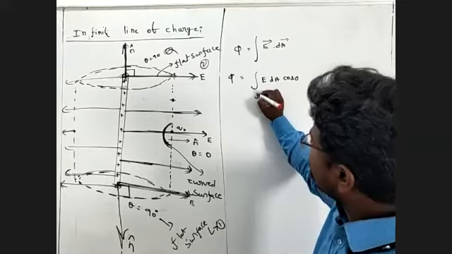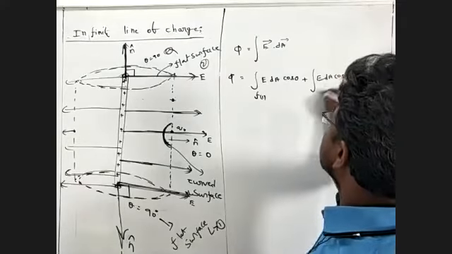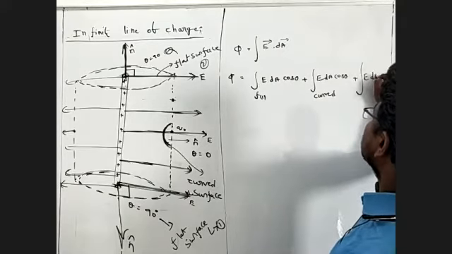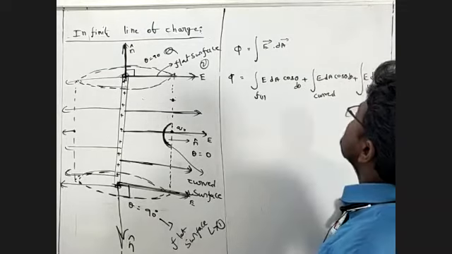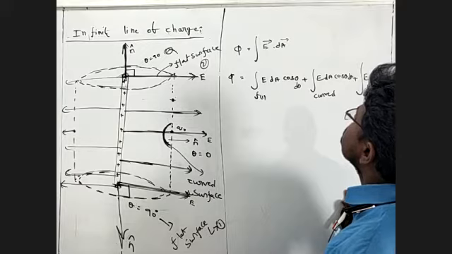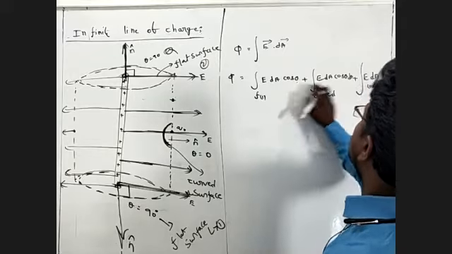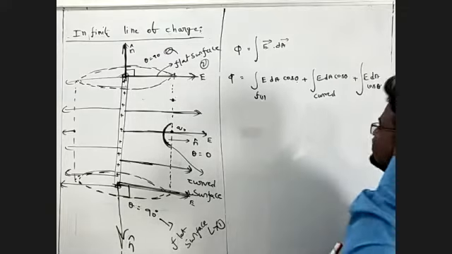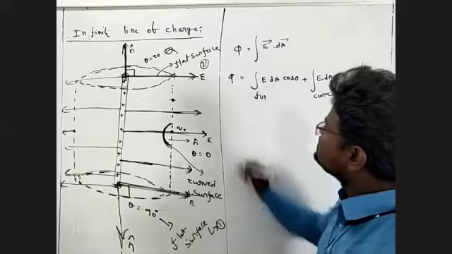This is flat surface number one: E bar dA cos theta. Plus, for the curved surface, the integration of E dA cos theta. Plus, this is flat number two, the integration of E dA cos theta. Now you see.